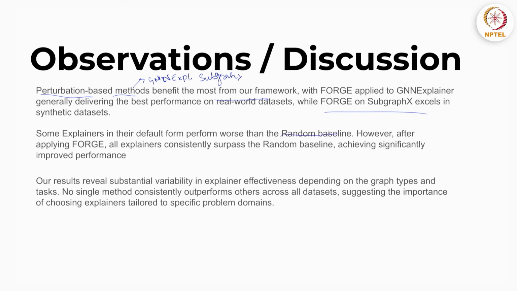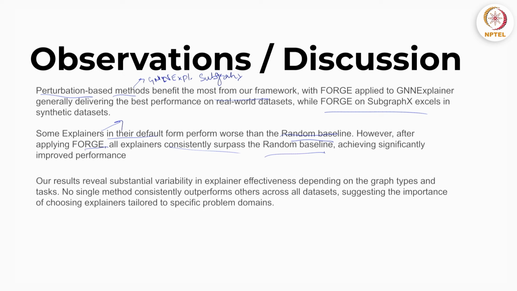Another important observation that we make is that some explainers actually perform worse than random. Random is just taking a random explanation, a random node mask, and running it through the metrics. So some explainers are actually worse than random. This is very important because being worse than random means that something is seriously wrong in the performance. After applying Forge, all explainers consistently surpass random and achieve significantly improved performance. So our framework actually helps these explainers beat the random baseline.